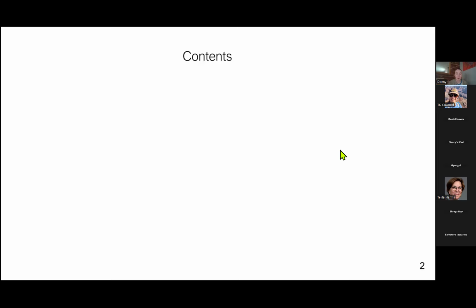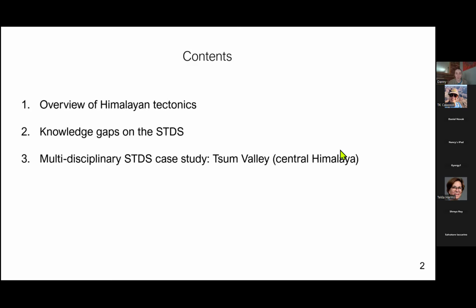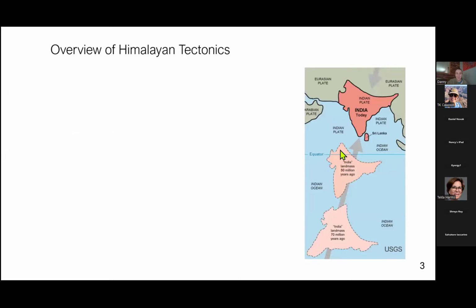So, in this presentation, I'll start with an overview of Himalayan tectonics to put the South Tibetan detachment system into context. I'll discuss the knowledge gaps on the detachment system. Then I will present my master's research, which is a multidisciplinary South Tibetan detachment system case study in the Tsum Valley of the Central Himalaya. And finally, I'll compare my findings with findings of other very similar studies that have been coming out over the last few years and discuss their tectonic implications. So with that, we'll get into it.